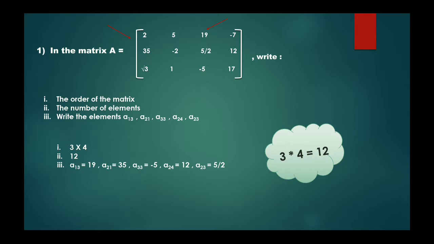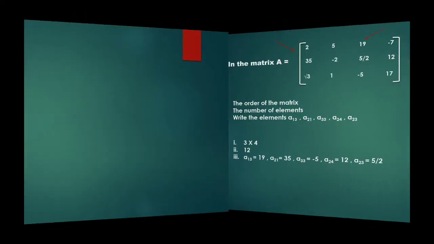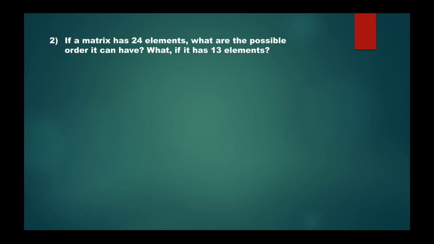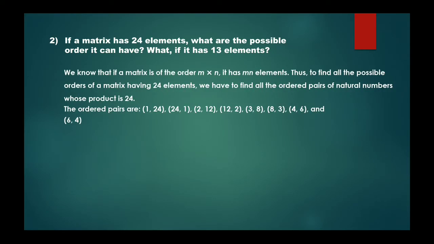Now let's see our next question. If a matrix has 24 elements, what are the possible orders it can have? What if it has 13 elements? If a matrix is of the order m cross n, it has mn elements. Didn't I tell you in the previous question? We had 3 into 4, a 3 cross 4 matrix, so we have 12 elements.